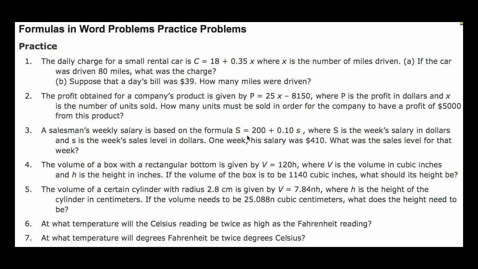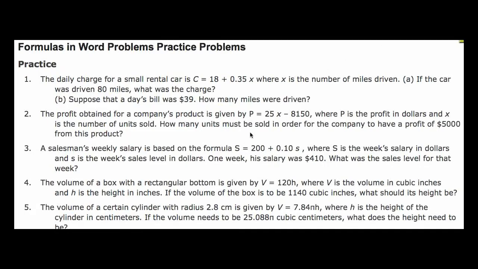Problems 6 and 7, however, are a little bit more difficult, so I'm going to do those in a separate video because it'll take a little bit longer. So you're given a list of 7 word problems that you have to solve using the formulas that are given to you. So let's start with number 1.